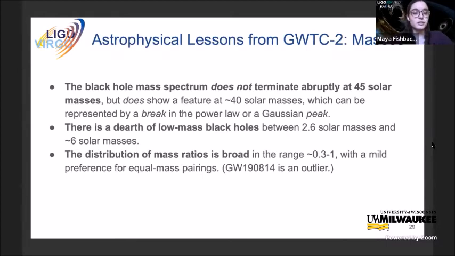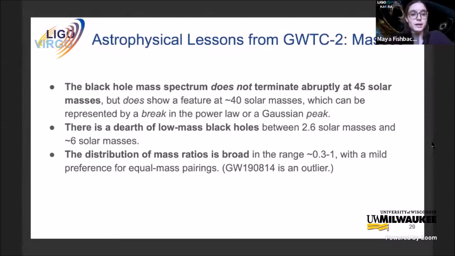Second point that Shanika touched on is that there's a dearth of low mass black holes between 2.6 solar masses, which is where we have that mystery object, the secondary of GW190814, and 6 solar masses. So we don't see any black holes in between that range, and maybe that's starting to be statistically significant.